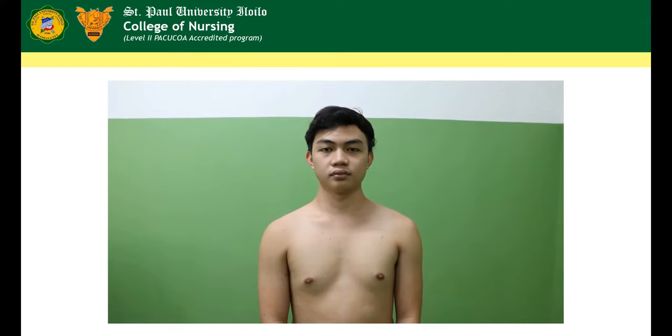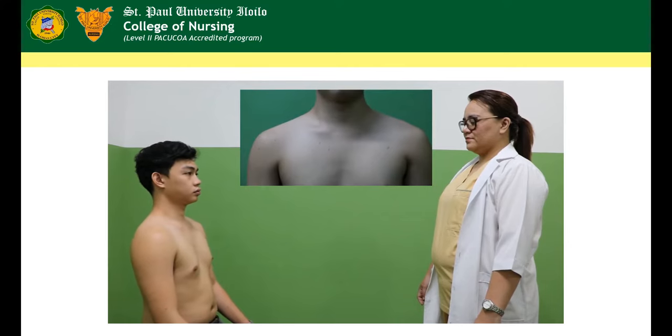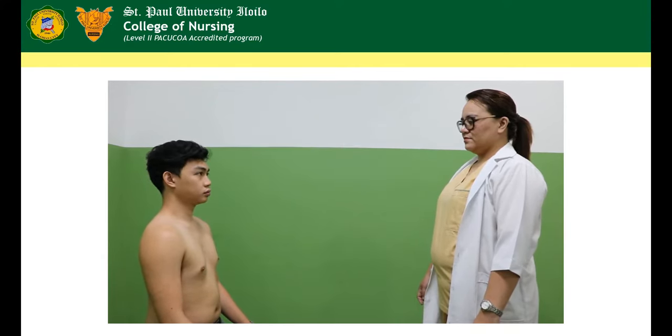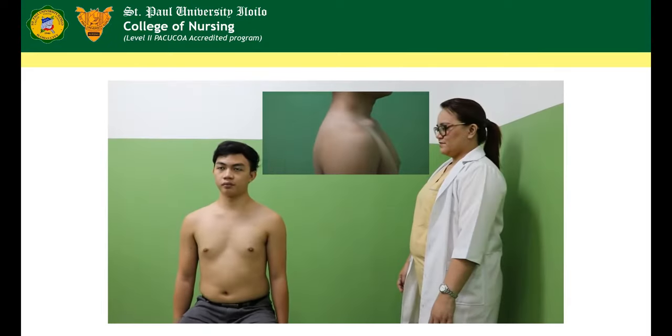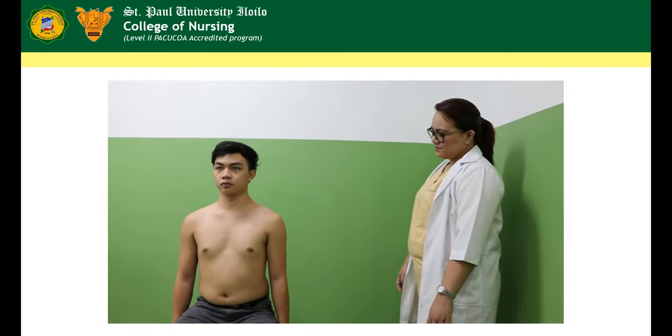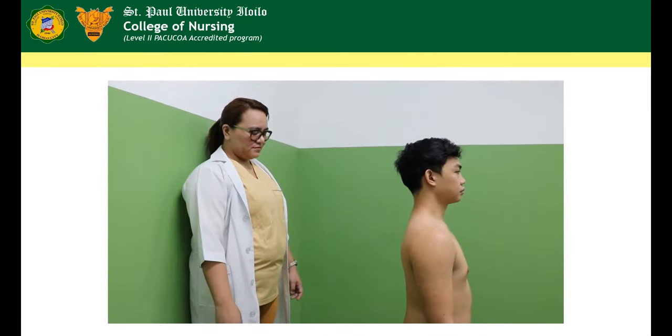Observe color of face, nose, lips, and chest. Observe for the shape of anterior and posterior chest and lateral areas of the thorax. Have the client sit with arms at the side. Stand in front, side, and at the back of the client and assess shape and configuration. Note for rate, depth, rhythm, and pattern.